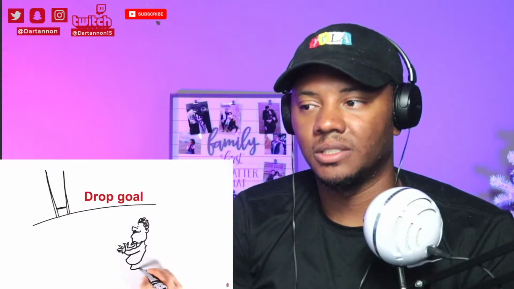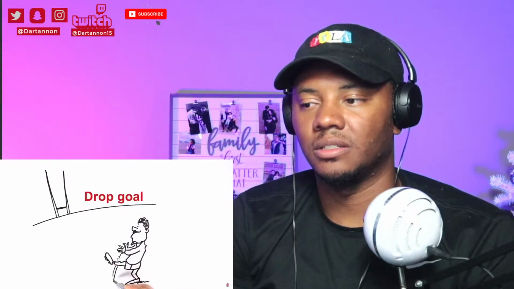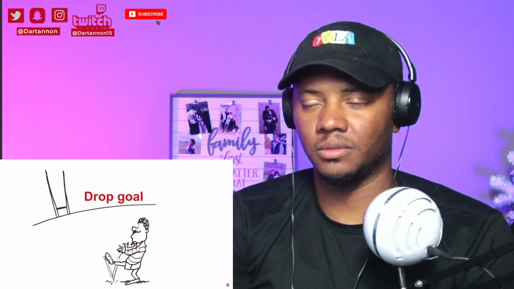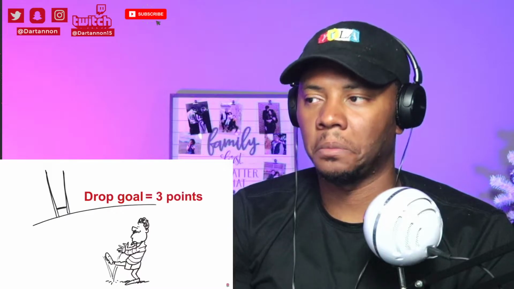You can also get points at any time during the game by scoring a drop goal, when you intentionally drop the ball in front of you and kick it immediately after it hits the ground. As with a conversion and penalty, it must travel between the posts. This also wins your team 3 points.